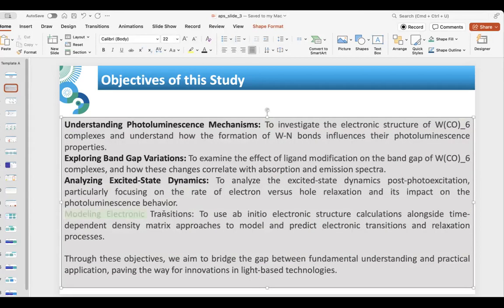Okay. And also using ab initio electronic structure and Redfield theory, we are doing non-adiabatic dynamics calculations and trying to predict the electronic transition and the relaxation processes. So the main objective is to bridge the gap between fundamental understanding and practical application, paving the way for innovations in light-based technology.